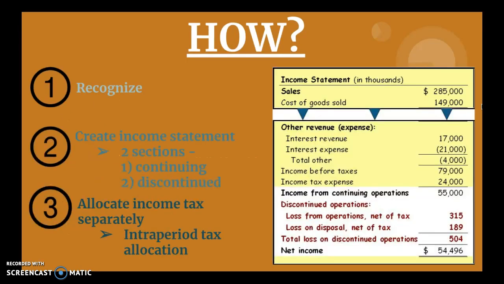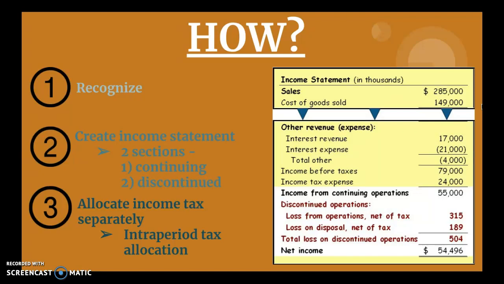The process of reporting these operations is very simple. First, we must recognize what's being discontinued. After classifying it as a discontinued operation, we must report it as one. The first step to this is creating an income statement like usual for your continuing operations. Next, you want to allocate income tax to both operations separately.